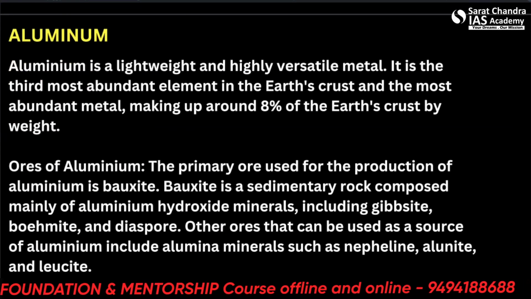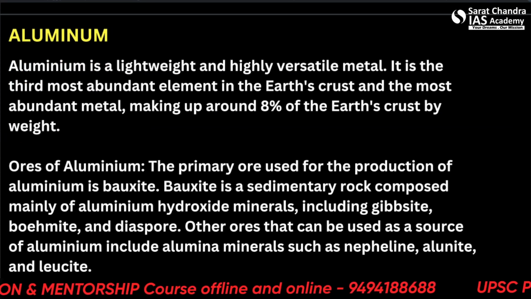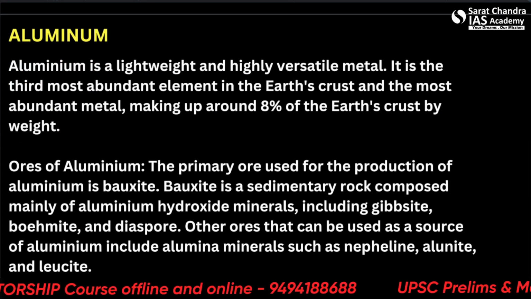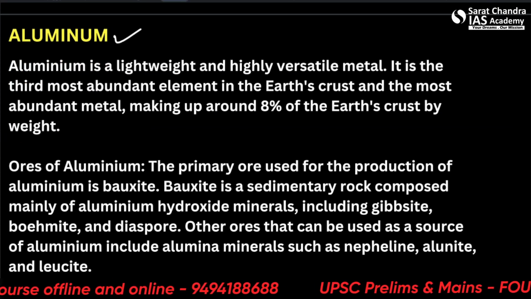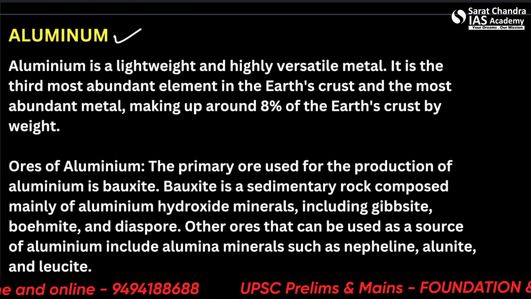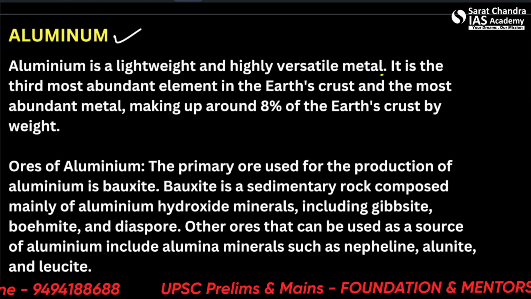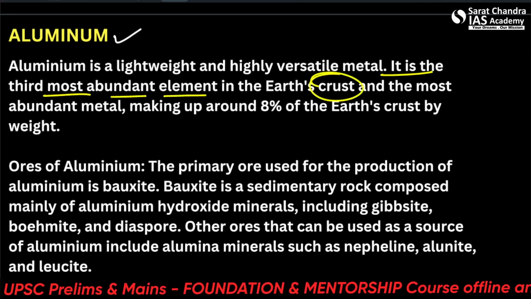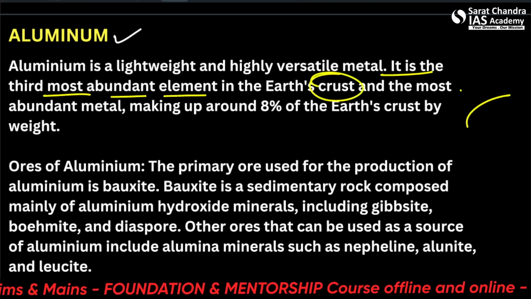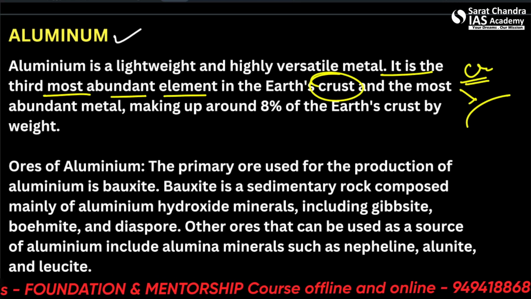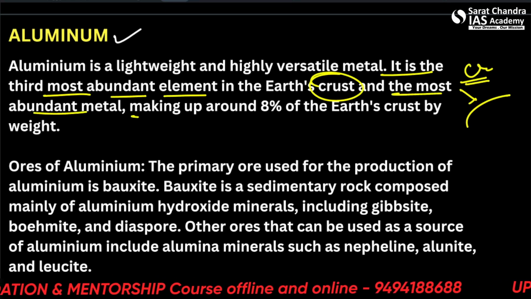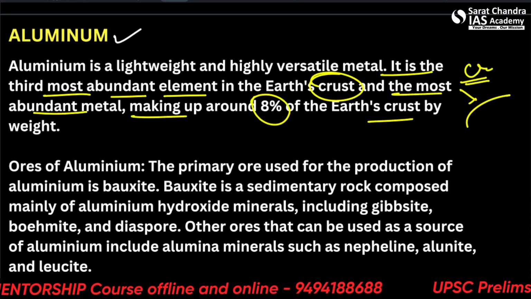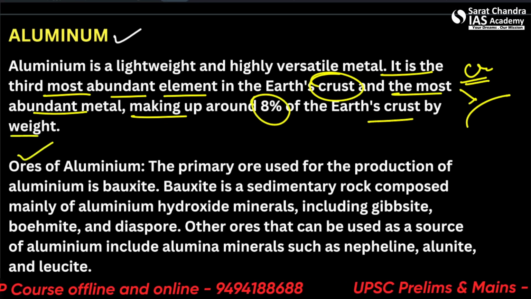All right, let's talk about aluminum first, as per the first option. So what is aluminum? It's a lightweight and highly versatile metal. You might have all seen aluminum somewhere. It is the third most abundant element in the Earth's crust. Earth has three layers: core, mantle, and crust. This is the crust, the outermost layer, and aluminum makes up around 8% of the Earth's crust by weight. What are the ores of aluminum?